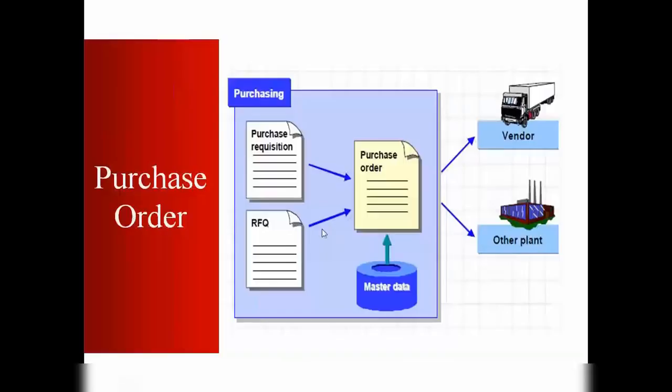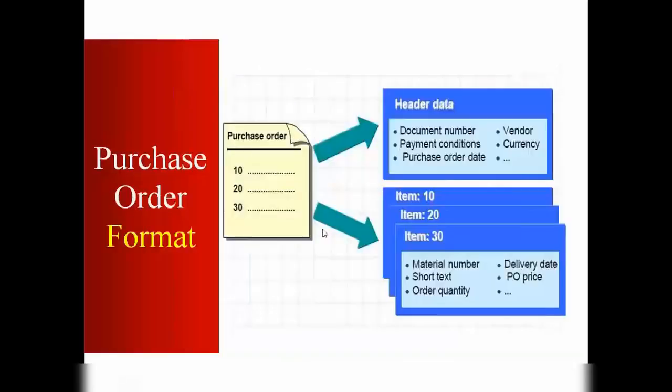Let me go through some screens. As I said before, in a purchase order you can enter more than one item: 10, 20, 30, 40 or more. That's what the format looks like for the purchase order, and you can have header data and item specific data on the purchase order, as I was showing you before.